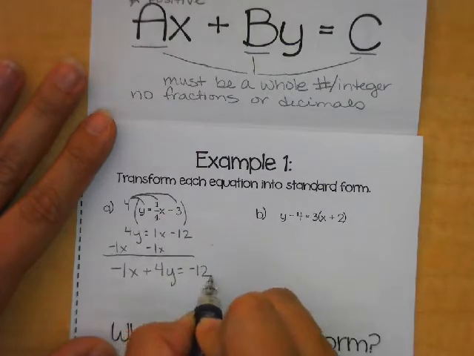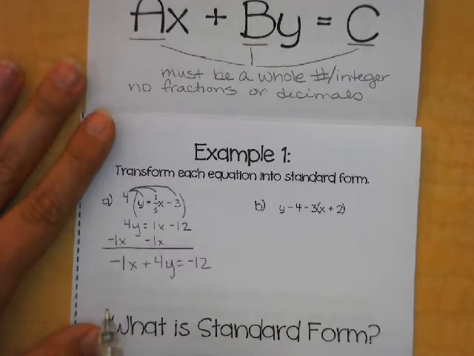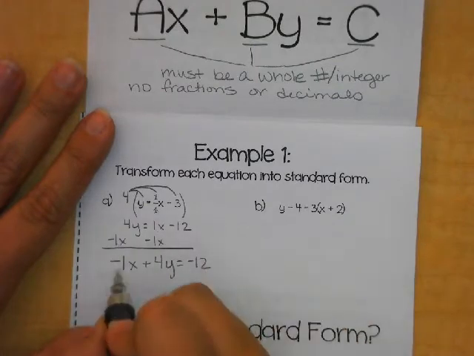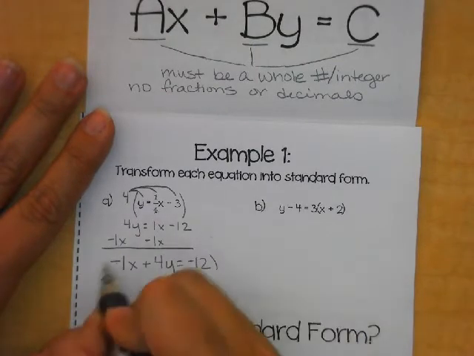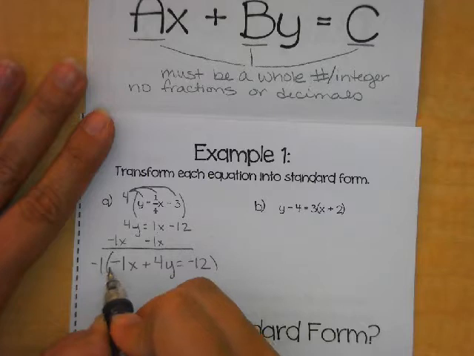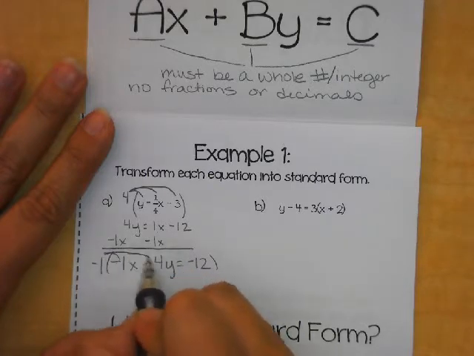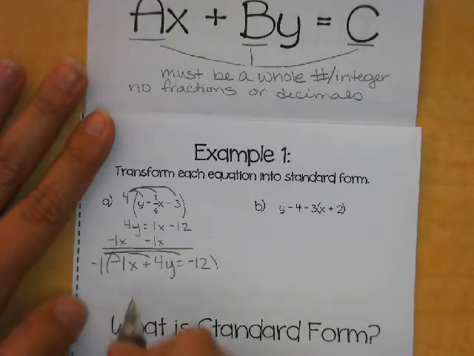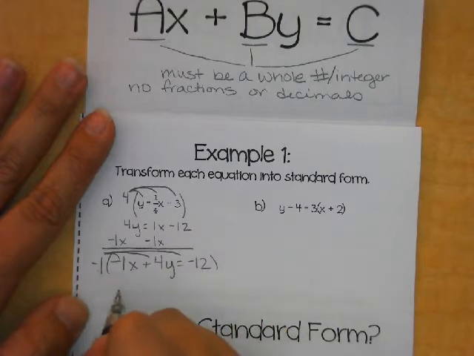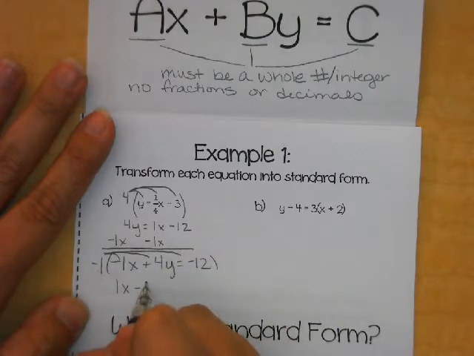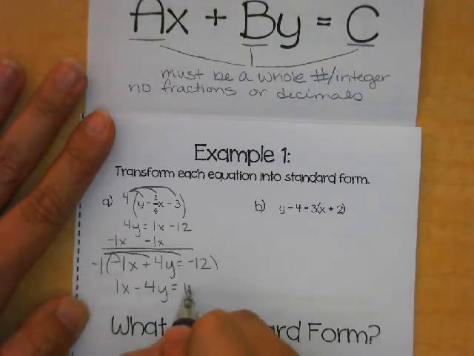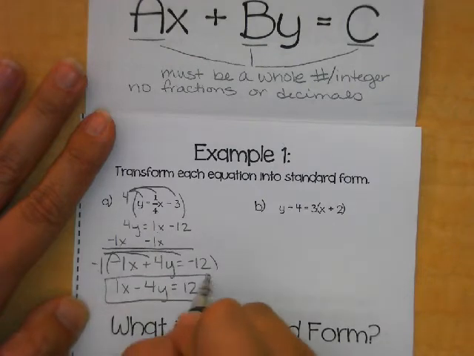That's right. So if we want to change it from a negative to a positive, well, a negative times a negative is a positive. So we're just going to multiply the whole thing by a -1, because that just leaves the numbers and changes the sign. So 1x minus 4y equals 12. Okay?